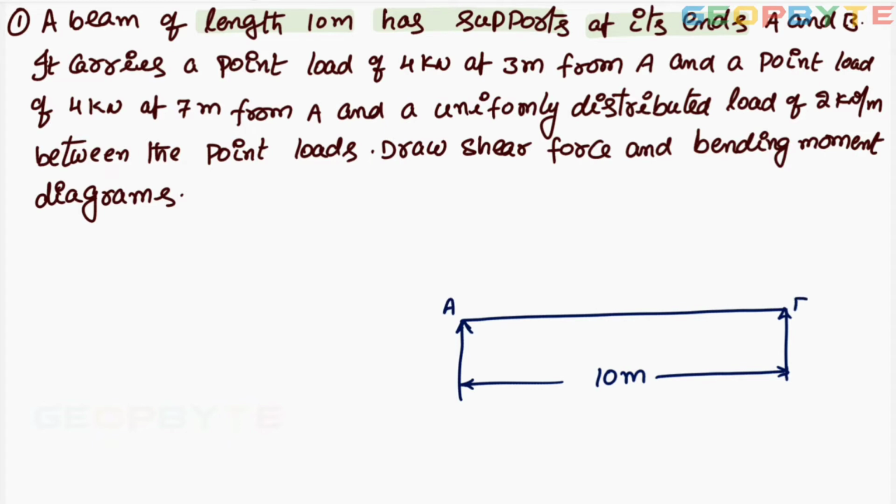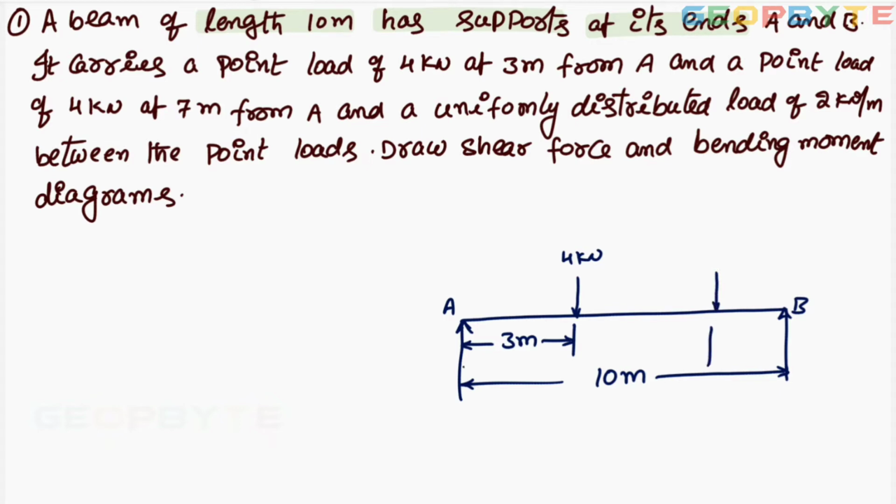It carries a point load of 4 kilonewtons at 3 meters from A, at a distance of 3 meters. The 3 meters distance is where the 4 kilonewtons point load is acting, and a point load of 4 kilonewtons at 7 meters from A, somewhere here.